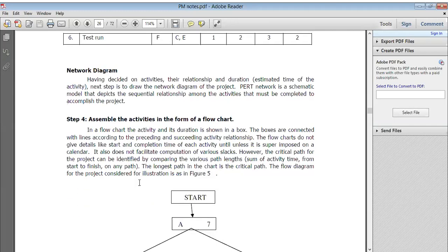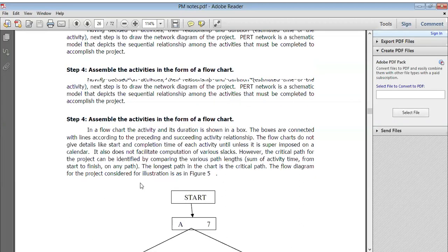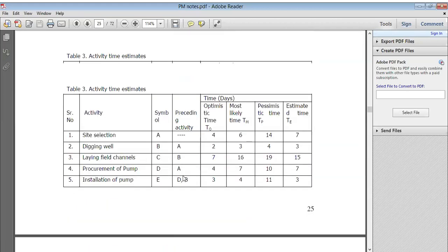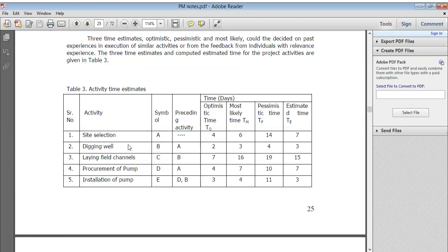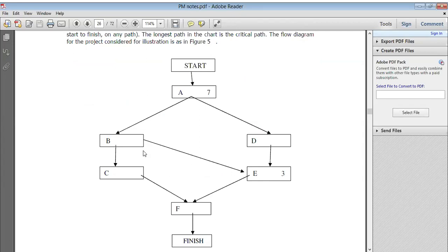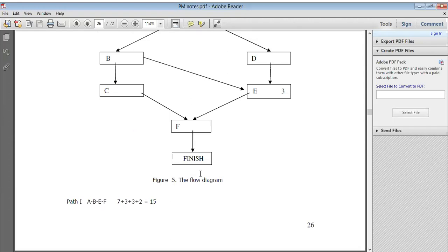So here is the network diagram. Yesterday we saw the network diagram and flow chart. Whatever chart we prepare here, on that basis we start the path, right? A is equal to 7. Here we have seen the estimated time, right? Site selection, and the last calculation comes to 7. So it comes 7, 3, 15, 7, 3, right? So A is 7, B, D, C, E 3, and you just put in the values and finish it, right? So it's a flow diagram: 7, 3, 3, 2, 15, right?